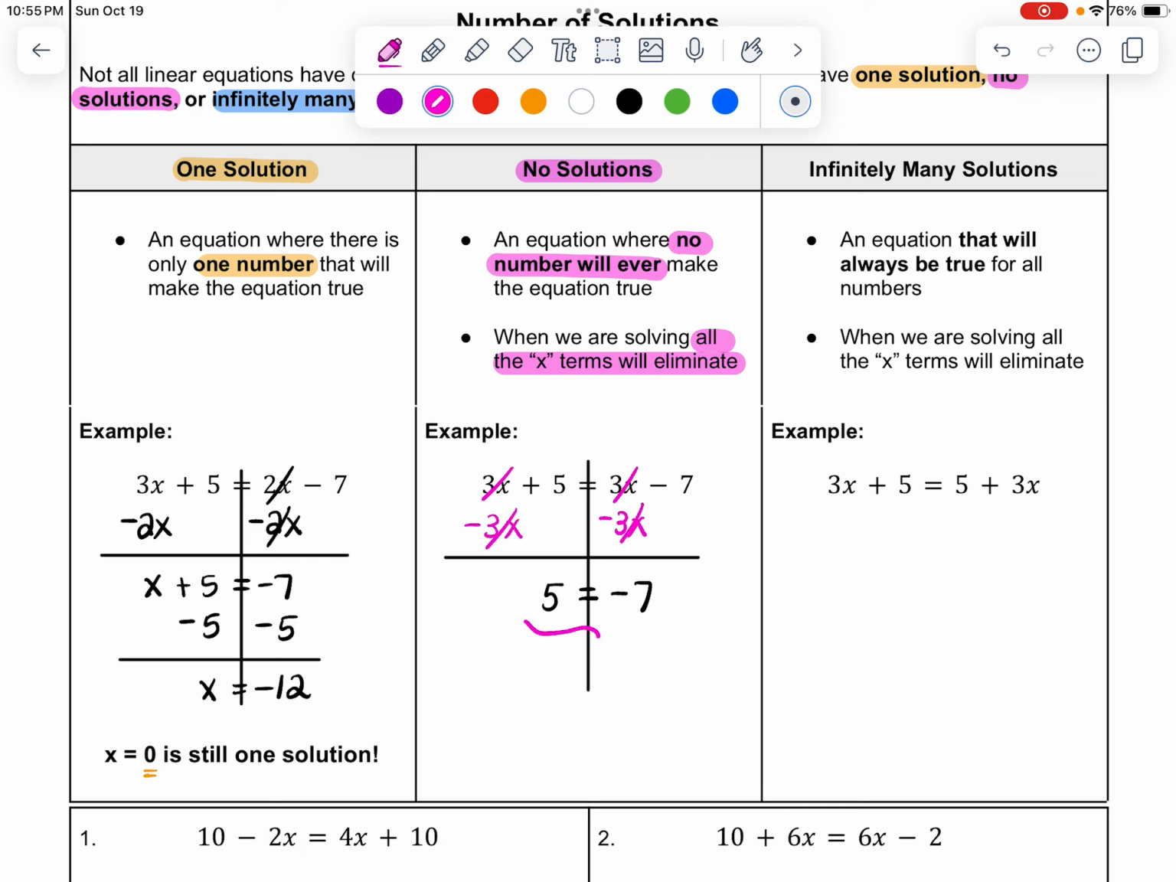And this is something that is not true. 5 does not equal negative 7. Never, ever, ever, ever. So we say that this problem has no solutions.